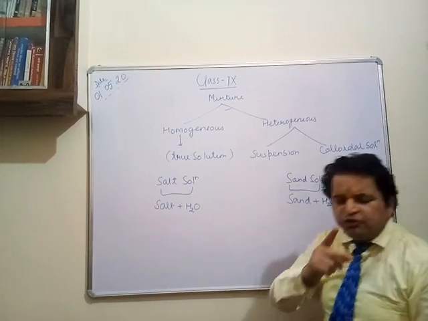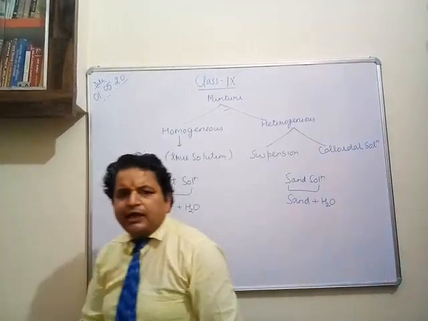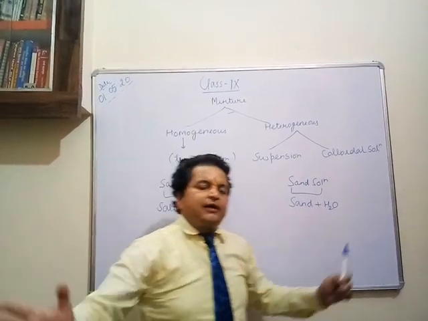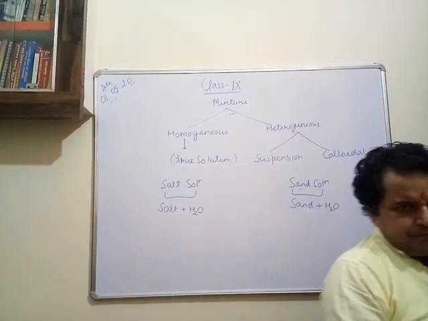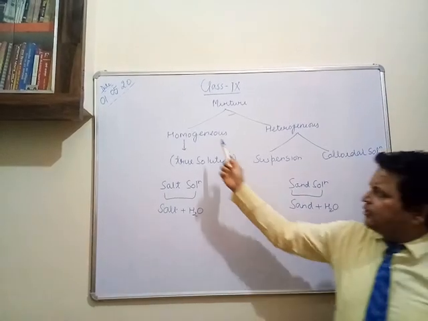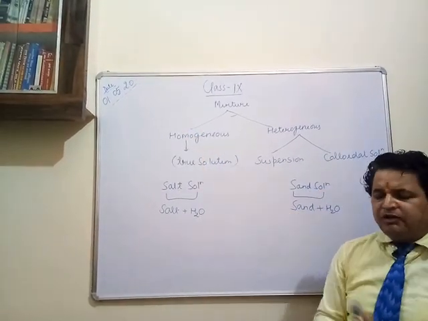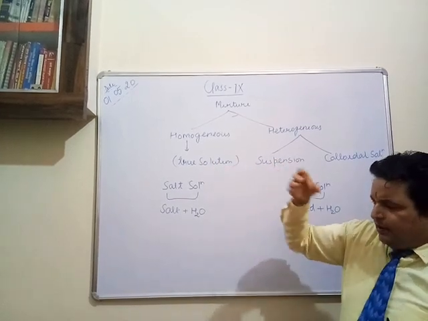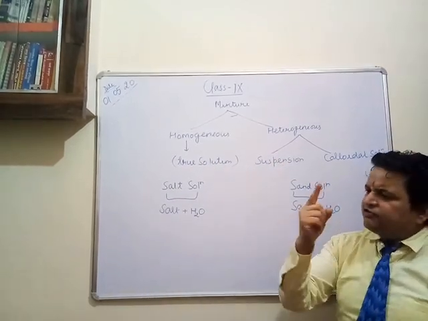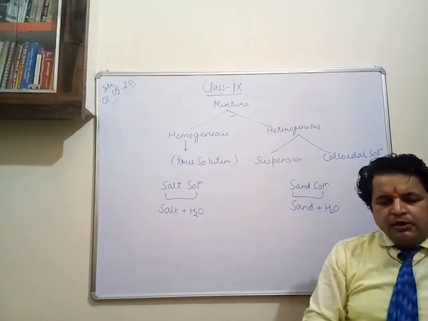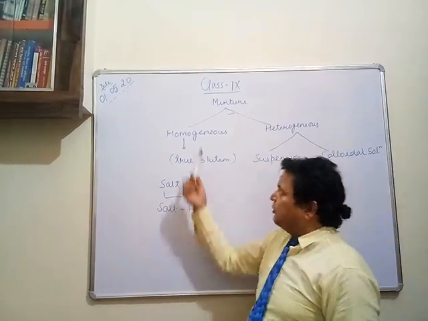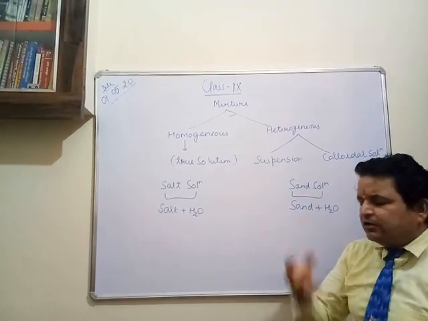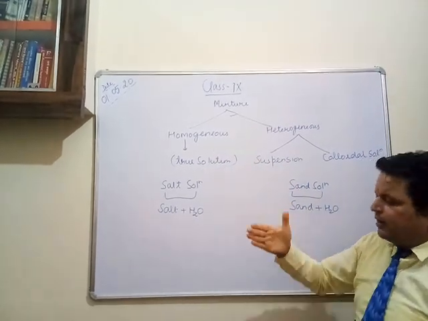Such solutions whose particles cannot be seen by our naked eyes and which are completely mixed are called homogeneous. Two components are there, water and salt, but whenever we observe it, it seems like one. Such kinds of solutions are known as homogeneous solutions. As I have written here, true solution. These are the true solutions.